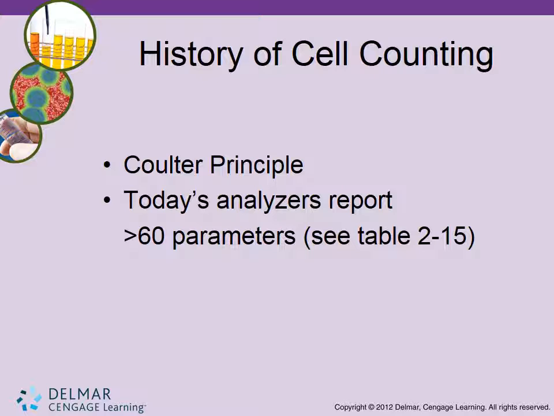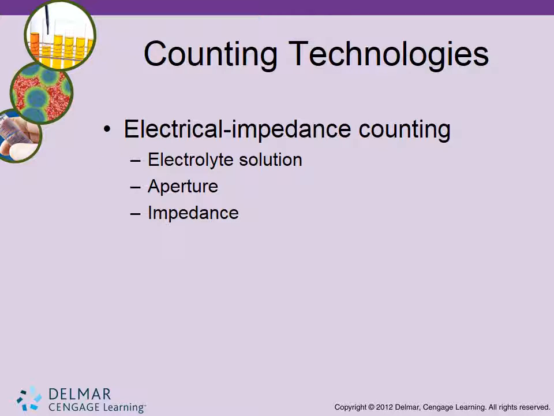Automated cell counts are actually more reliable than manual methods. The chance of error, or the coefficient of variation, for automated cell counts is 1%, and for manual counts the coefficient of variation is around 10%. There are two basic types of cell counters that use electrical impedance and light scatter cell counting. So we'll start with electrical impedance first.